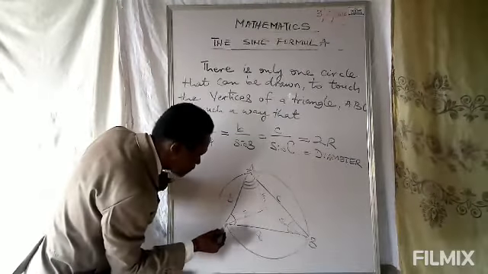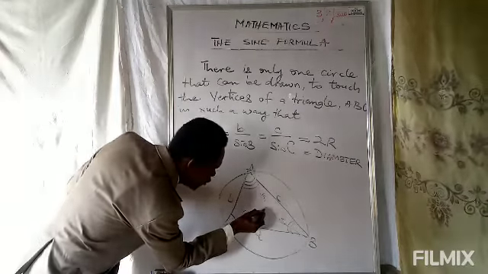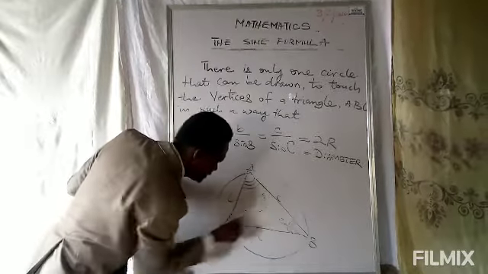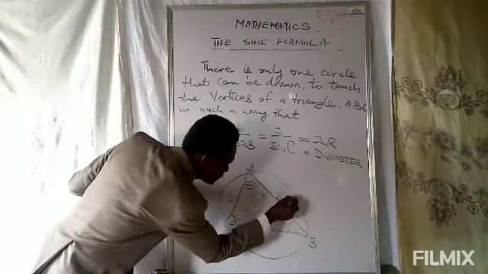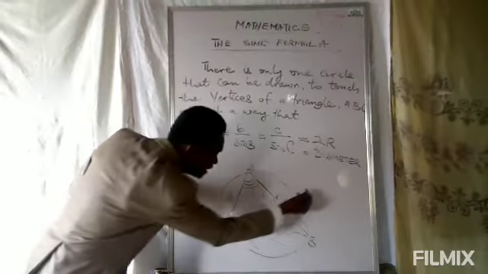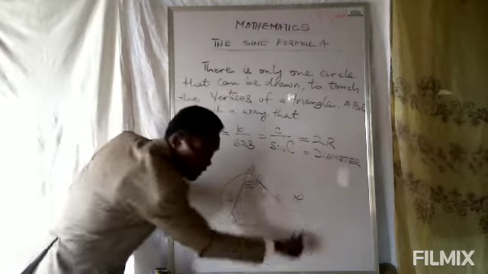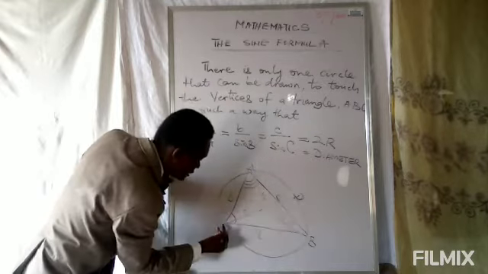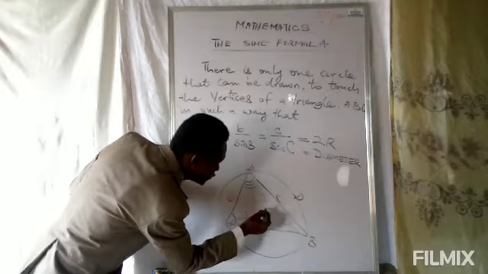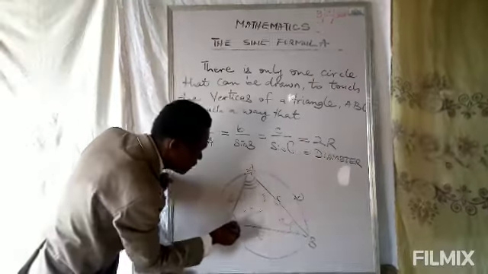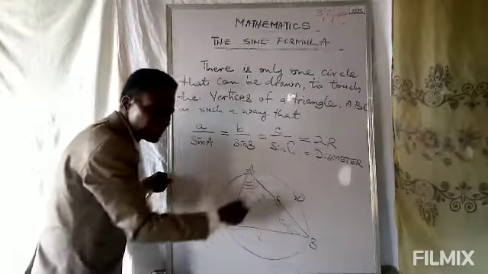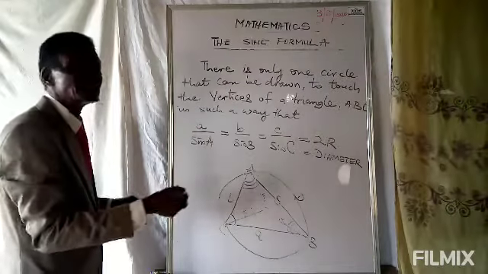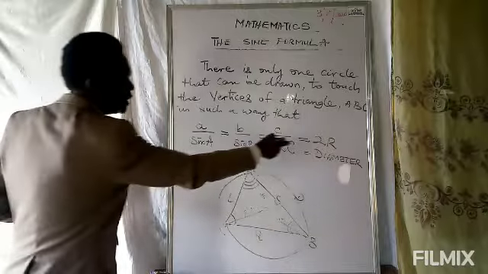So if we extend OC, if we send CO to D, therefore CD becomes the diameter of the second center circle, and therefore CD becomes 2r because CO is R and OD is also R. That's why we have 2R, because diameter is twice the radius. Okay, so this is what we mean.